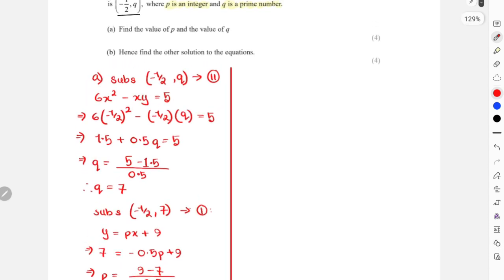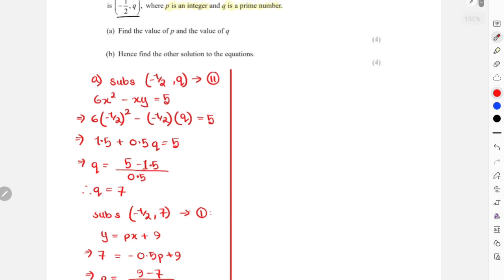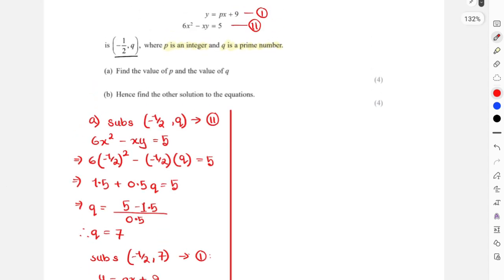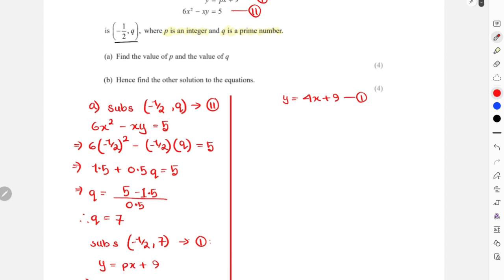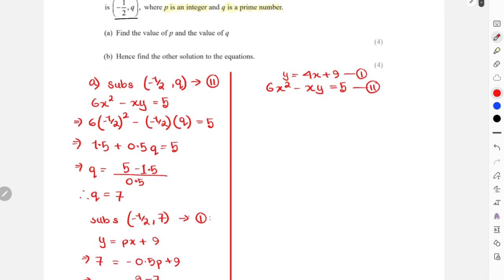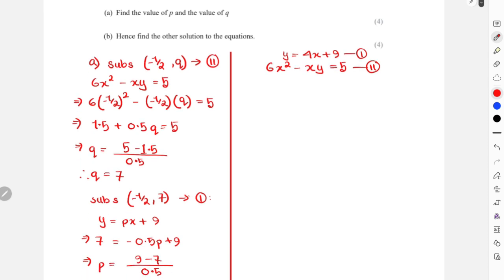In part B, now they wanted the original solutions of the equations. So write the equations in a simplified way without the letters. The first equation would be y = 4x + 9. This is your first equation, and the second equation was the way it was, 6x² − xy = 5. This is your second equation.